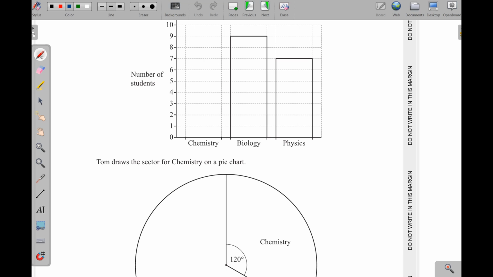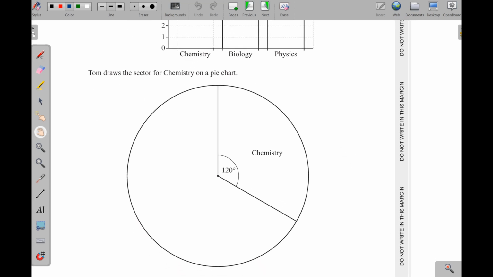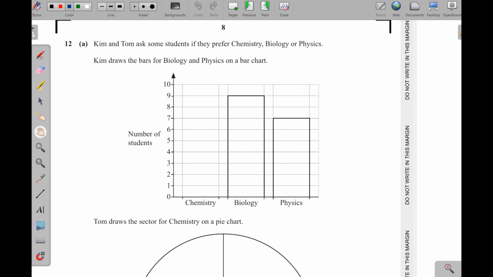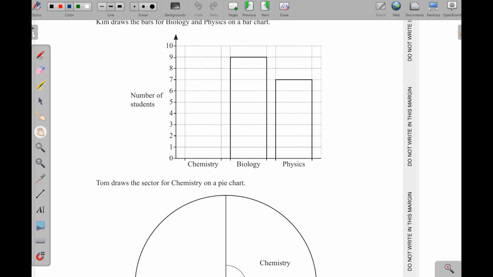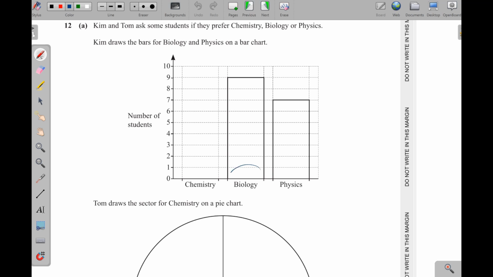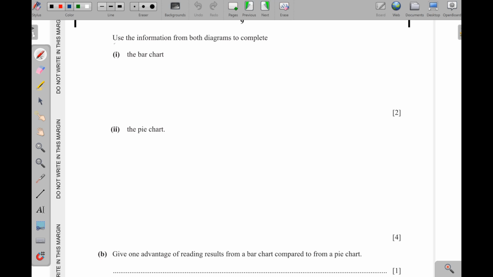Okay, now when I come to this pie chart, the number of students who prefer chemistry, okay, we don't know them, and that is what we are going to use to do what? To draw. That is the one we are supposed to look out for. Okay, now the number of students who do biology and physics. We can see for biology it is 9, and then for physics it is 7. So if we add them, that one will give us 16, right? So I'll have something here. Use the information from both diagrams to complete the bar chart.